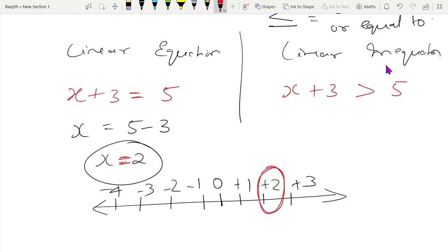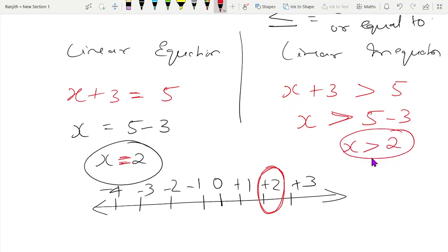Now we'll move on to linear inequation. Look at linear inequation: x plus 3 is greater than 5. The calculation is almost the same, except for multiplication and division, which I'll teach you later. But plus and minus calculations are the same. So how do you calculate this? X plus 3 goes the other side, and the greater than symbol remains as it is. What do you get? 5 minus 3 is 2. So is x exactly equal to 2 or greater than 2?